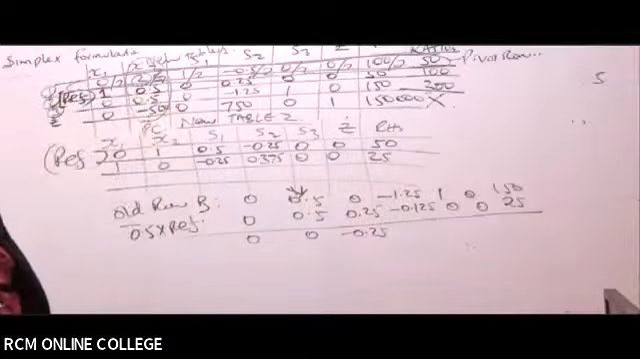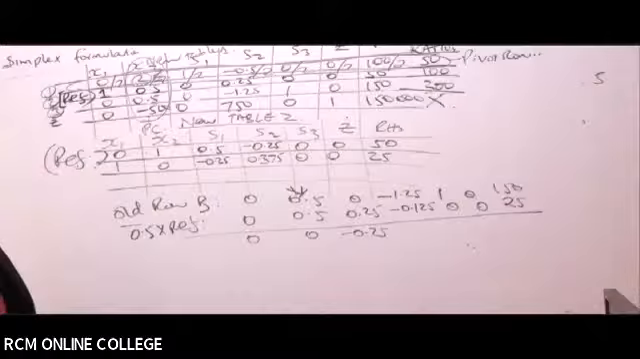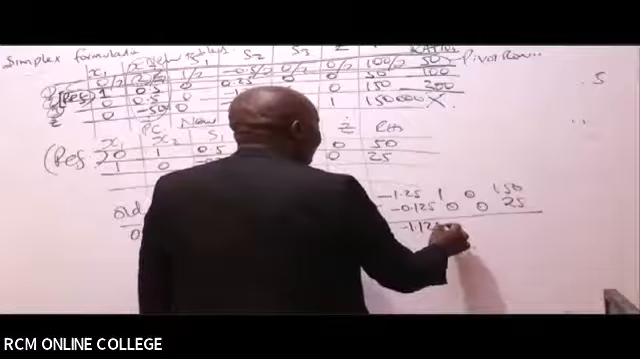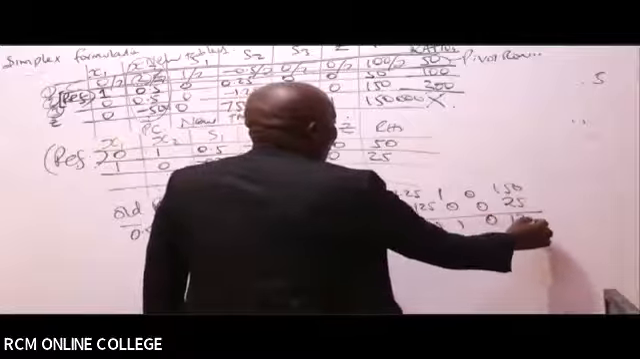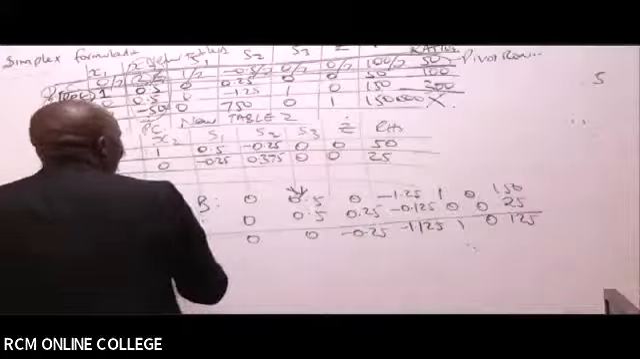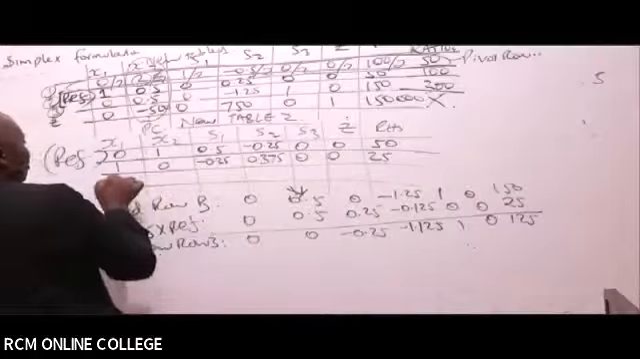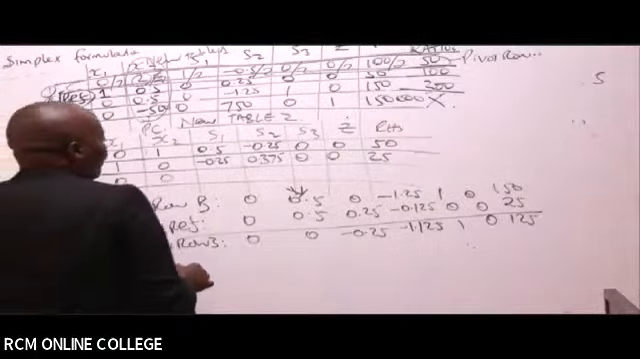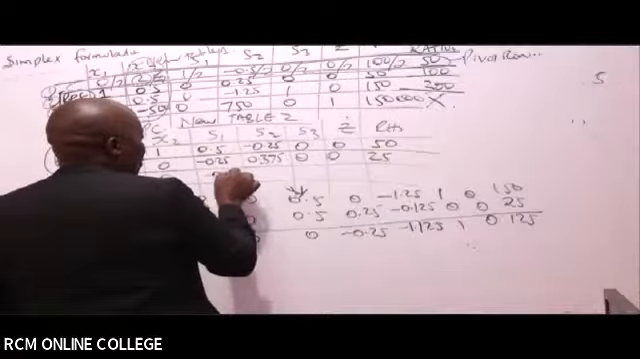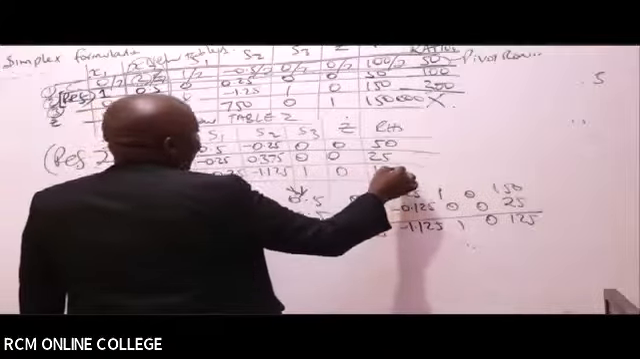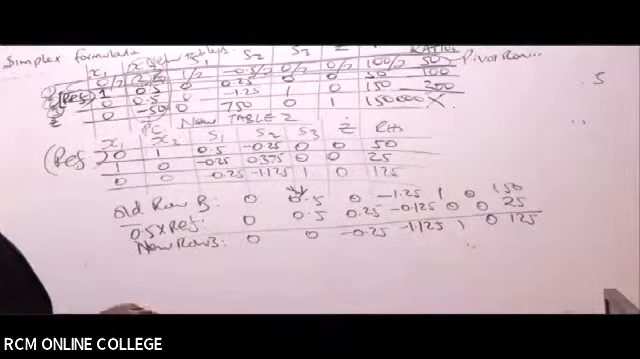Somebody is giving me a figure here. Minus 1.125, right? Minus 1.125. Thank you so much. 1, 0, 125. So this is what I write here as my new row 3. So my new row 3 will be 0, 0, 0, 0. Then we have minus 0.25, minus 1.125, 1, 0, 125. From there now we go to the Z row.